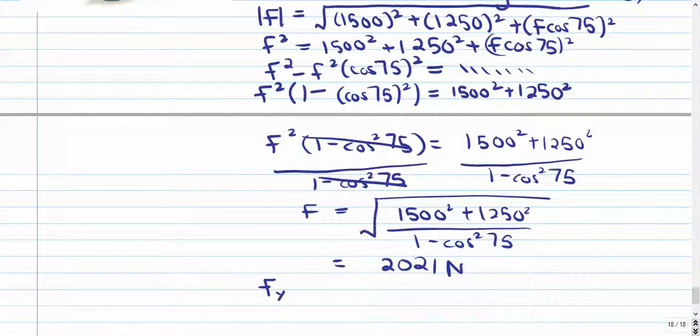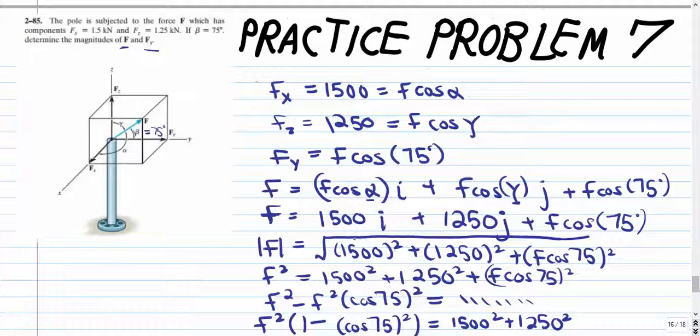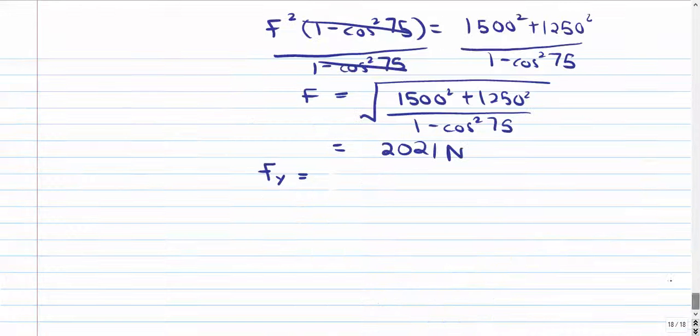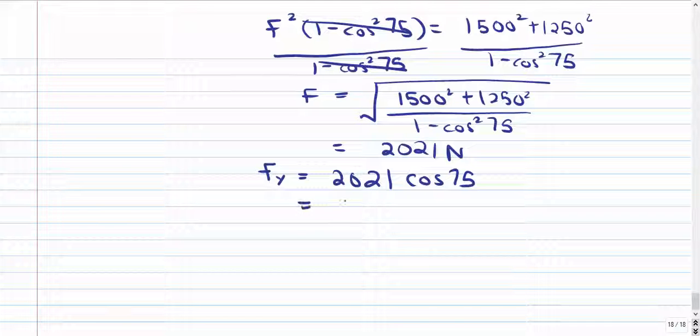Now that we have the magnitude of F, we can find the magnitude of the component of F along the y-axis by using the cos rule. Since we have the angle between the force F and the y-axis, which is equal to 75 degrees, we can just use the cos rule and say 2021 cos of 75. And this would be equal to the y component, which is 523.2 newtons.